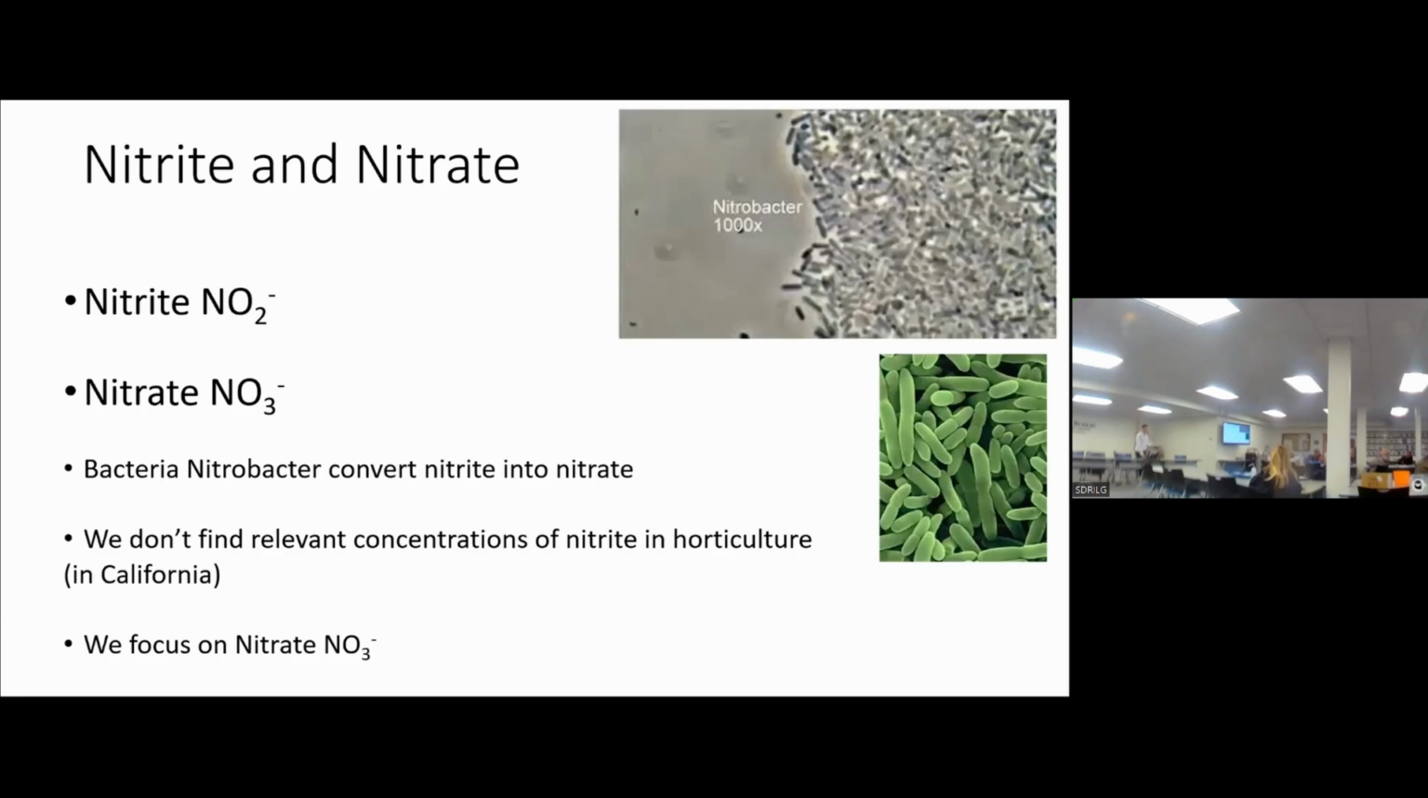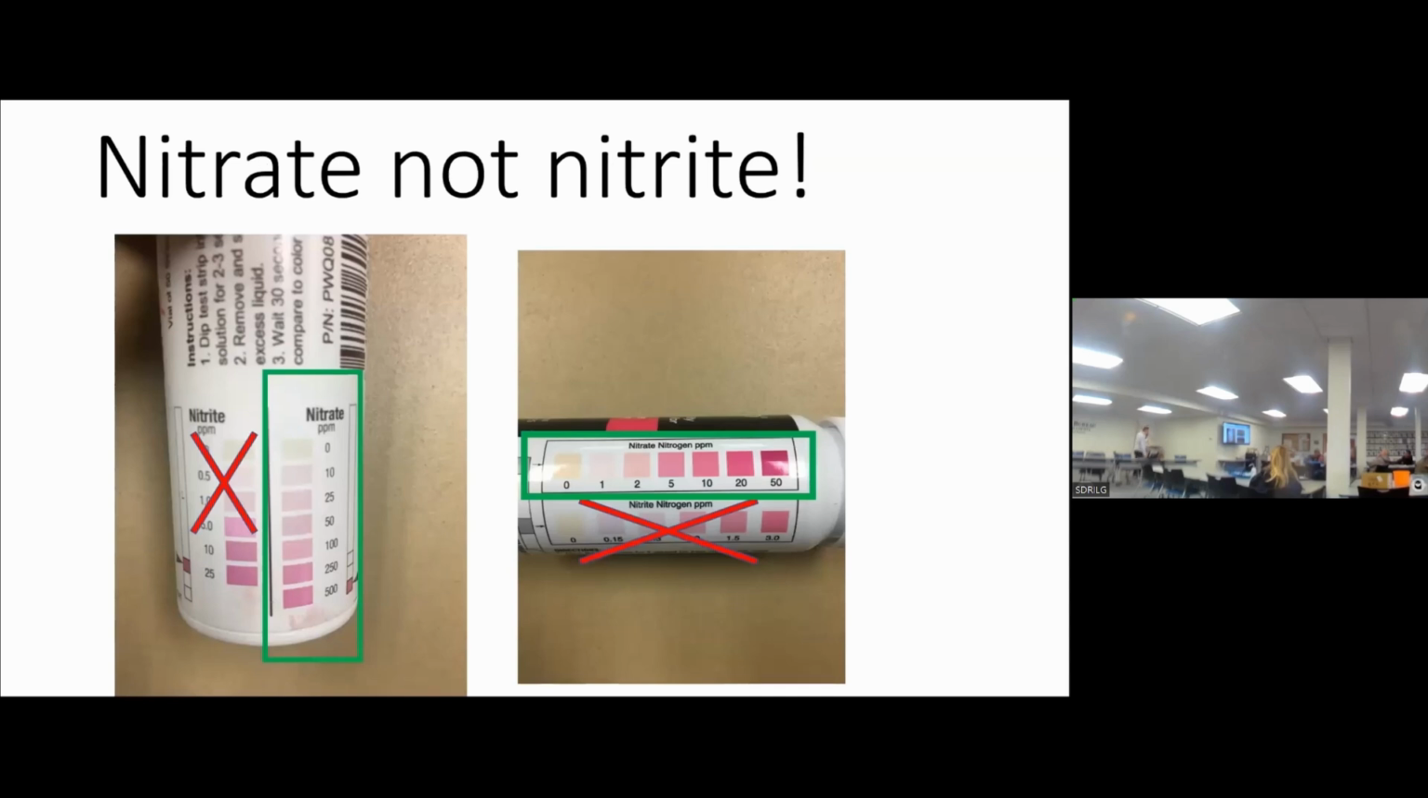Exactly. So nitrite and nitrate, now I'm getting a little ahead. We don't find relevant concentrations of nitrite because everything gets converted to nitrate. So later, when I have you playing with the colorimetric strip, you have the scale for nitrite and one for nitrate. Use the one for nitrate. The tip of the strip measures nitrate, and the lower part measures nitrite. Use the upper one, and I bet you $1 that the lower one will not even change color because in that water there will not be any nitrites.